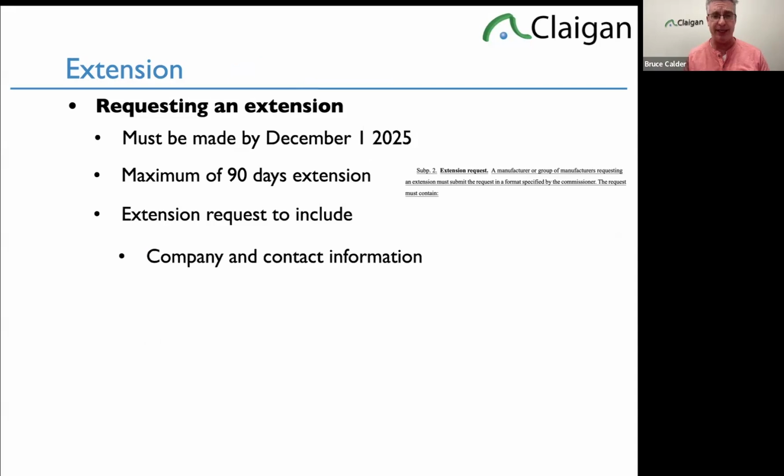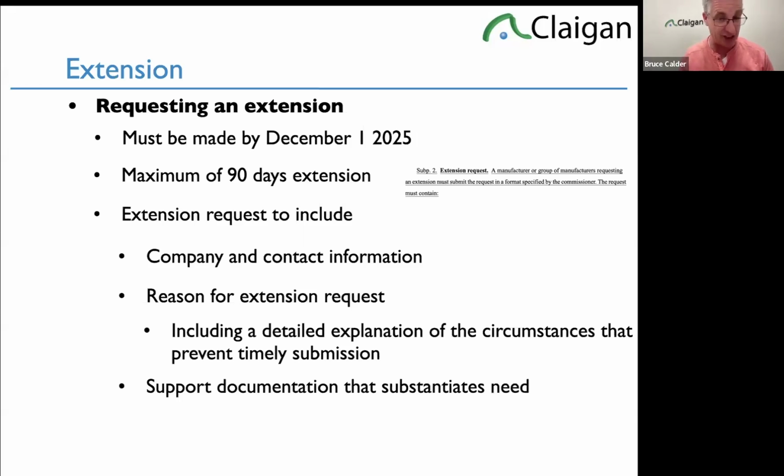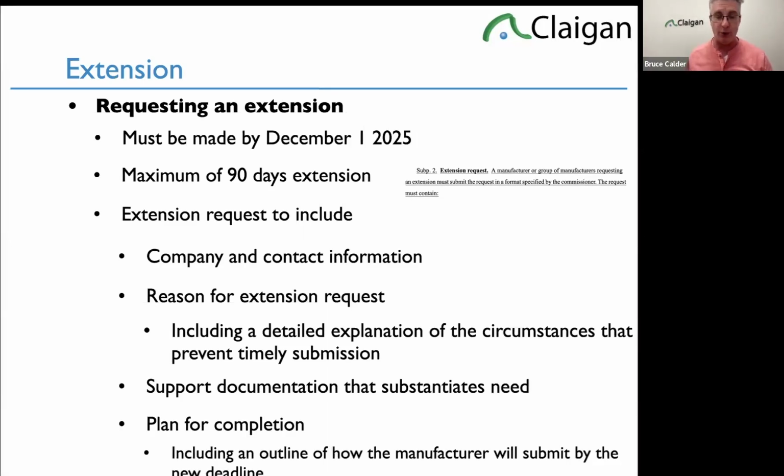Your company and contact information. Okay, well, that's not very surprising. The reason for the extension request, including a detailed explanation of the circumstances that prevent timely submission. Like, why can't you do this? And documentation that substantiates your need. You can't just say, I have it. And your association can't ask for it. You have to ask for it. And the plan for completion. Like, how are you going to meet the new deadline?